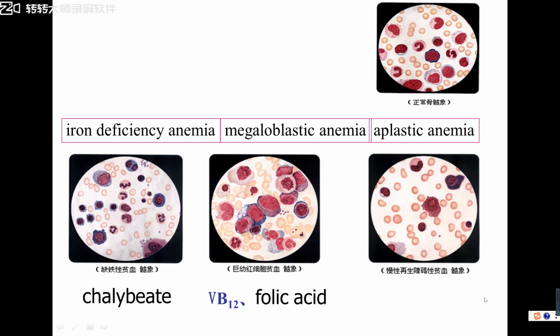The third kind, in few patients, is special anemia, such as aplastic anemia. Compared to normal blood, in aplastic anemia the red cells, white cells, and all blood cells, including platelets, are reduced. The best method for aplastic anemia is bone marrow transplantation. Okay, so let's study the drugs used to treat anemia.